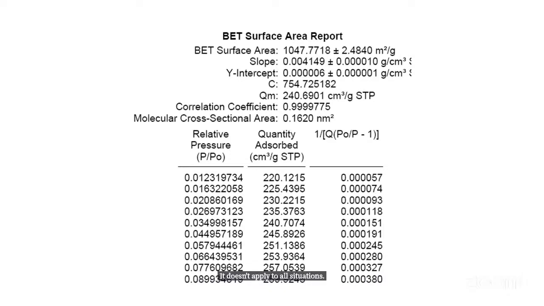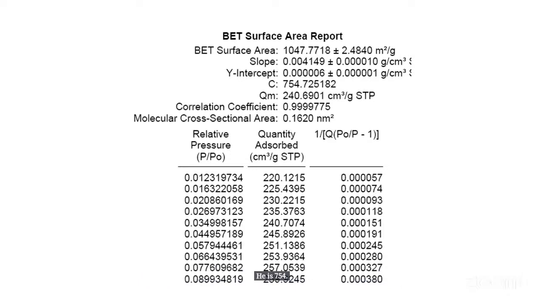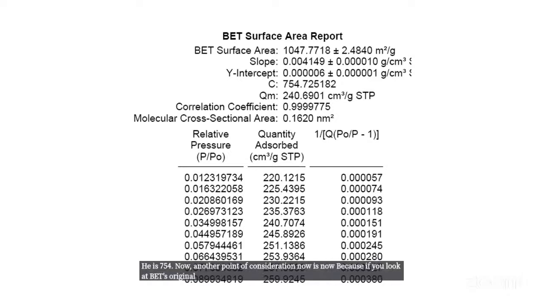In this situation, BET is applicable in a very low pressure range. Rest of the things, if you look at, slope is nice, y-intercept is positive, C is 754. Now, another point of consideration now is, because if you look at BET's original paper, they said C should not be more than 300. It should be between about 10 and 300.